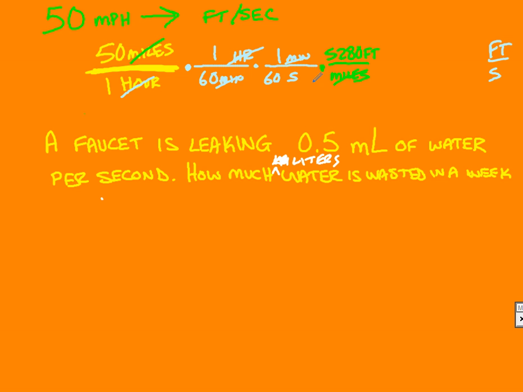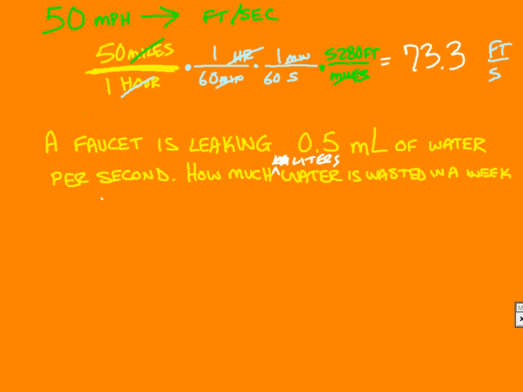Now I have feet per second, which is what I want, so I can do my multiplication. I multiply everything that's on the top, so 50 times 5,280, and divide by my numbers on the bottom. Divide by 60 and 60 again. And I get 73.3 feet per second. All right, see if you can figure out this one. Pause the video, give it a try.